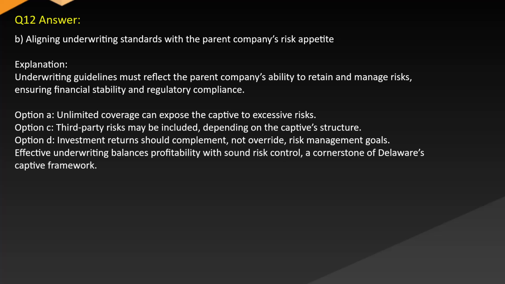Option A. Unlimited coverage can expose the captive to excessive risks. Option C. Third-party risks may be included, depending on the captive structure. Option D. Investment returns should complement, not override, risk management goals. Effective underwriting balances profitability with sound risk control, a cornerstone of Delaware's captive framework.